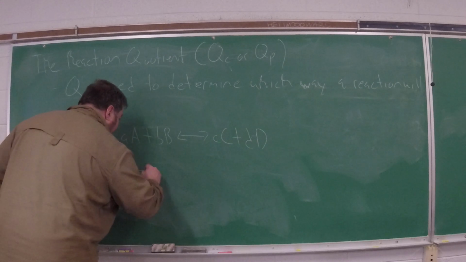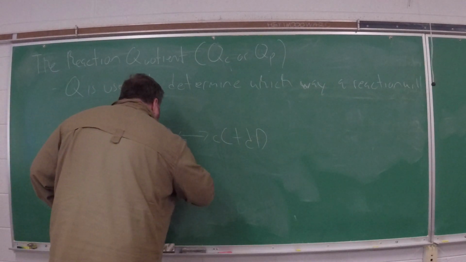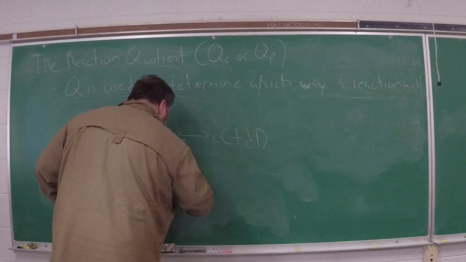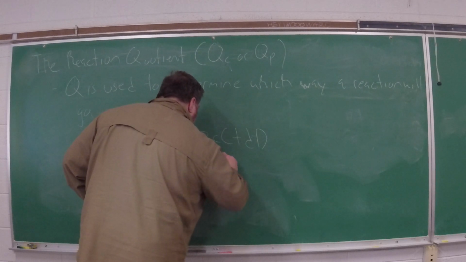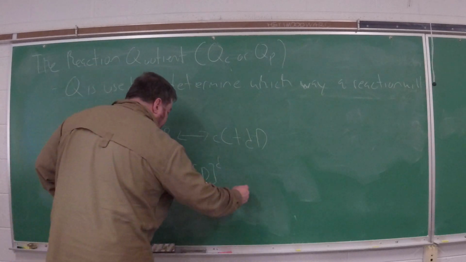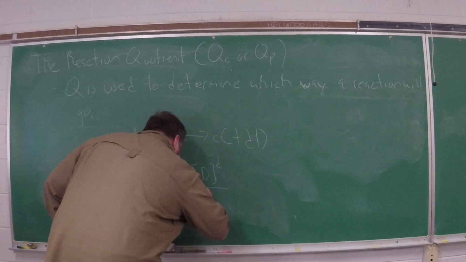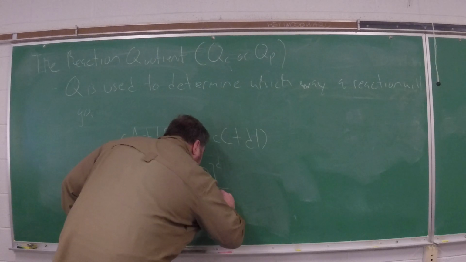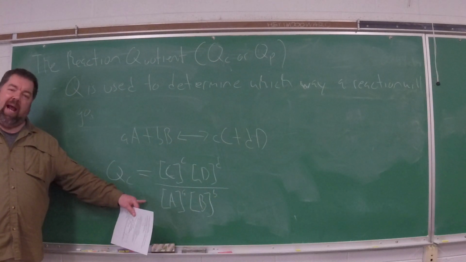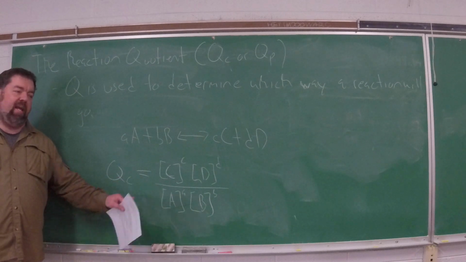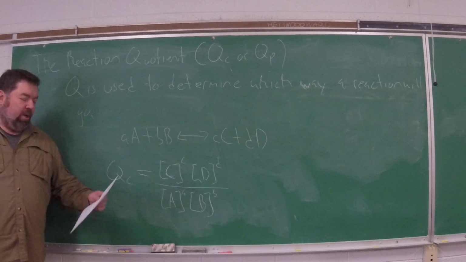So say we have QC. It's going to be products over reactants. The concentration of capital C raised to its stoichiometric coefficient, times the concentration of capital D raised to its stoichiometric coefficient, divided by the reactants. Like thus. Again, products over reactants, just like the equilibrium constant, right? The difference is that you use this to determine which way a reaction will go. It's not used at equilibrium.